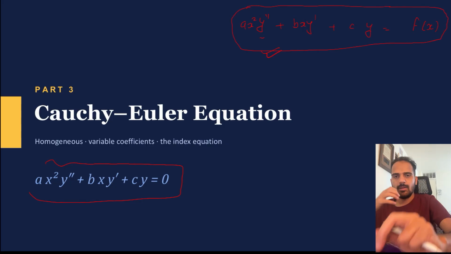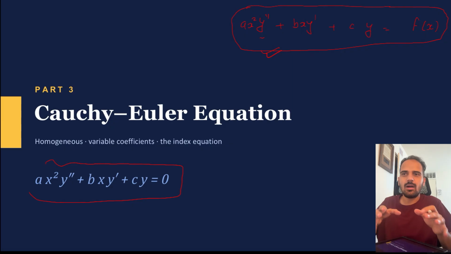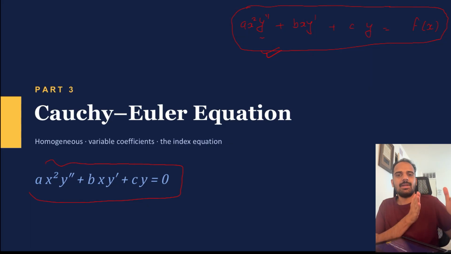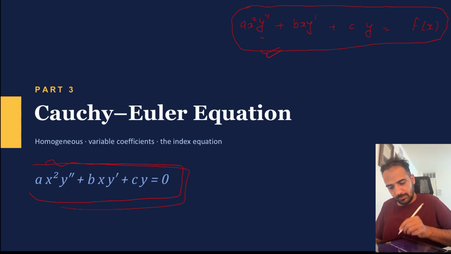For simplicity, a Cauchy-Euler equation is a linear differential equation in which the coefficient of each derivative is a power of the independent variable corresponding to the order of the derivative. So for the second order, the Cauchy-Euler equation form is as shown here. And if this f(x) is equal to 0, then this is called the homogeneous Cauchy-Euler equation.